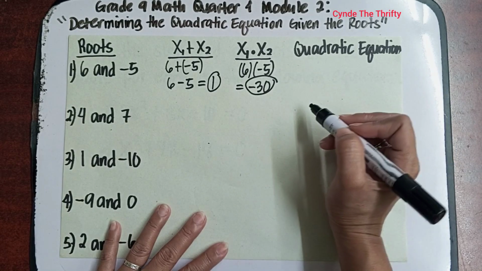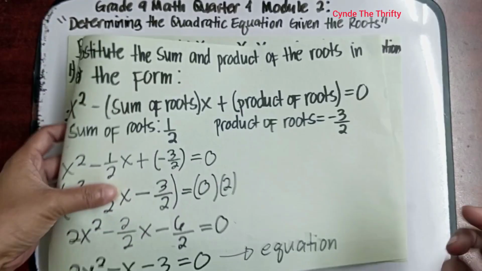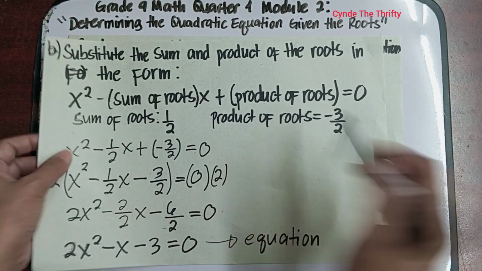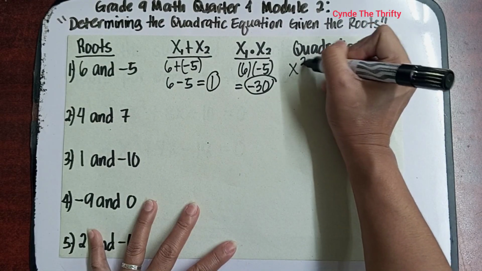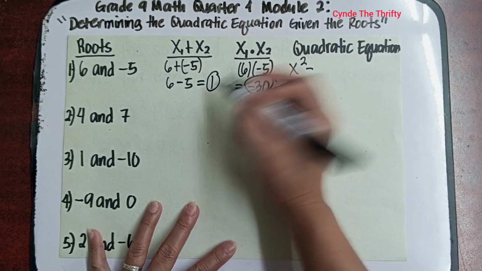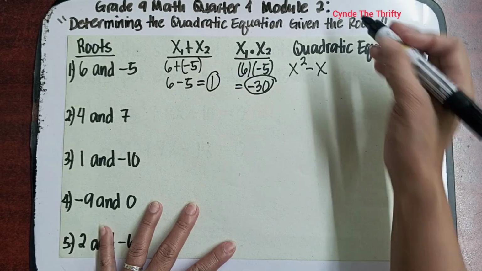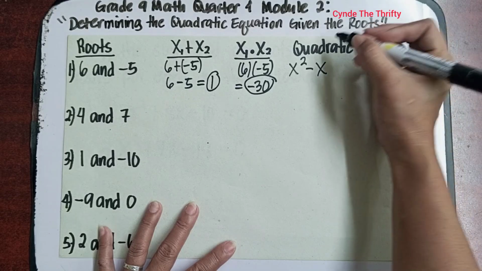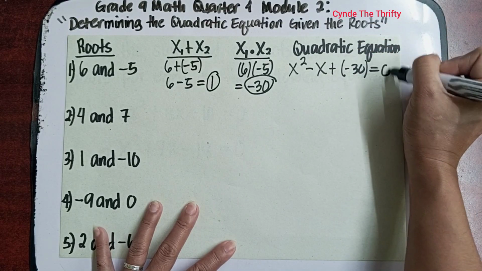Ngayon, gawin na natin ang ating quadratic equation gamit yung form natin. Tandaan natin ang ating form, ha? Ito yung form, x squared minus sum of roots x plus product of roots is equal to 0. Okay, so isulat na natin agad si x squared minus the sum of our roots, that is positive 1. So, magiging x lang tayo kasi si x automatic meron na yan siyang 1. And then, the plus the product of roots. So, plus negative 30 is equal to 0.